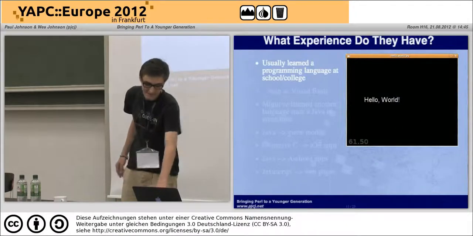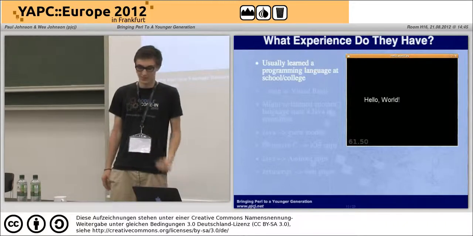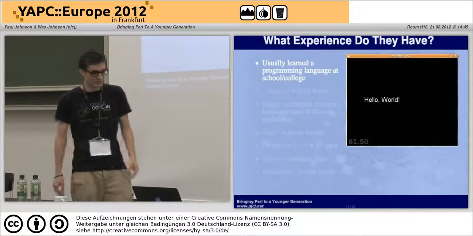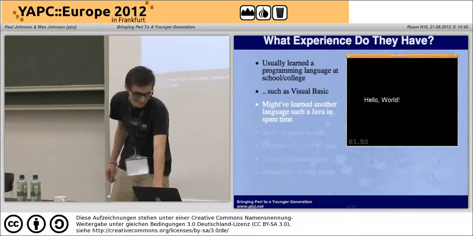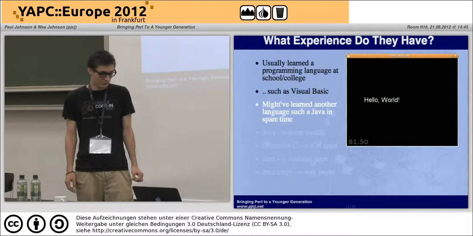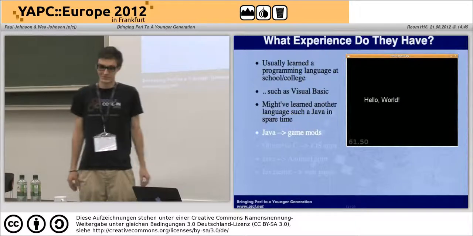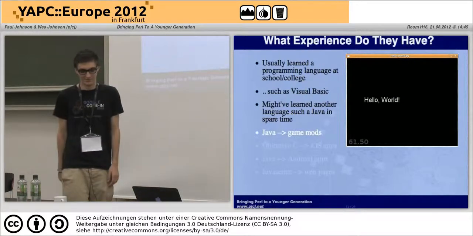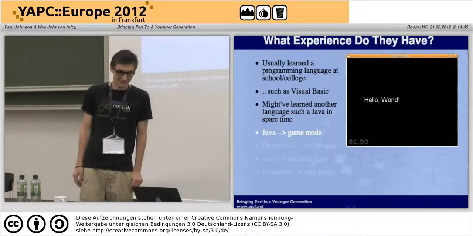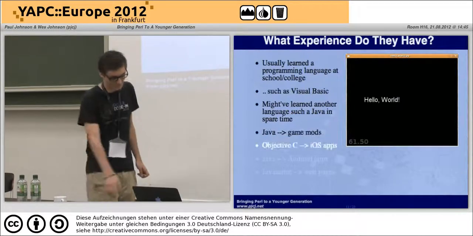Looking at experience now, I'm just looking at the 14-plus year olds. So I learned Visual Basic at college. In the UK, that's pretty common for most people doing computing. They might have learned another language such as Java. I know a lot of people who learned Java just because you can mod games of it on Windows and on Mac and whatever. If it runs Java, then it will run the game. I play a game called Minecraft, if you know that. It's built on Java, and it has many Java mods for it.